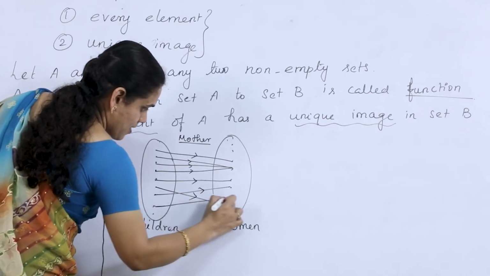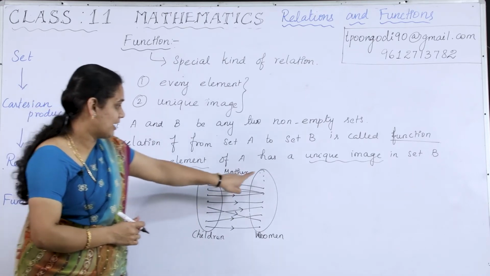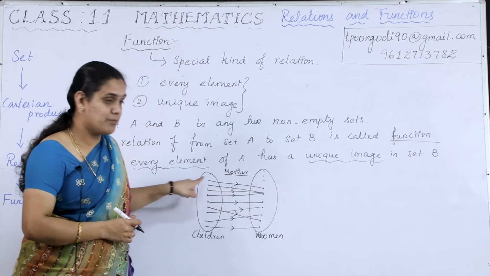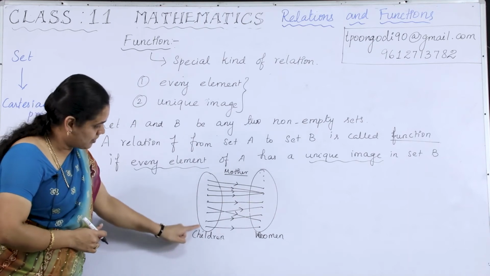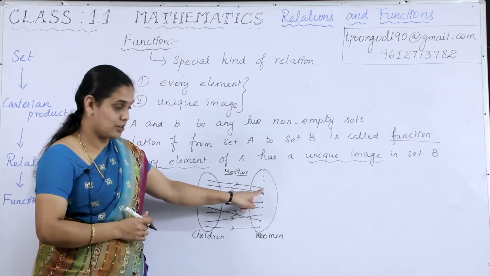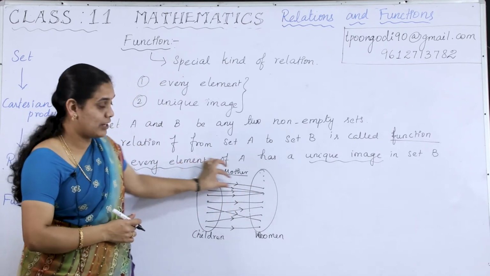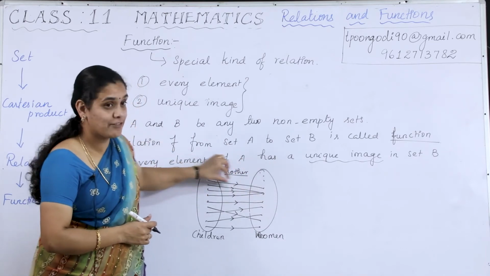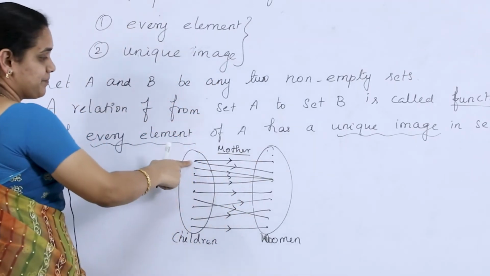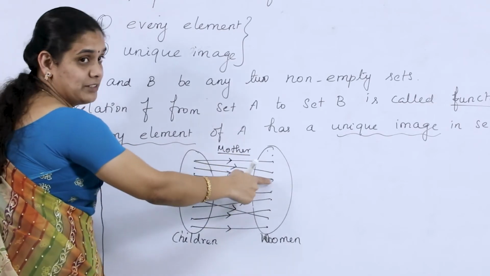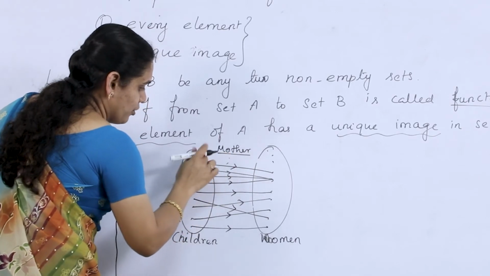Like this. No one will be left out. No one will be there without a mother, right? But there may be ladies who are not a mother of any child, right? We are not worrying about this, okay? But here, everyone is related, yes or no? So everyone is related, and also they have only one mother. No two children will have the same mother. A child cannot have more than one mother, isn't it? See, this cannot be possible. A child cannot have two mothers, yes or no? This is not possible. So it will have only one mother, therefore unique image.